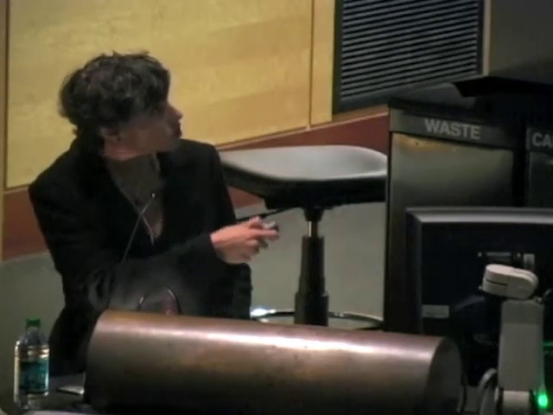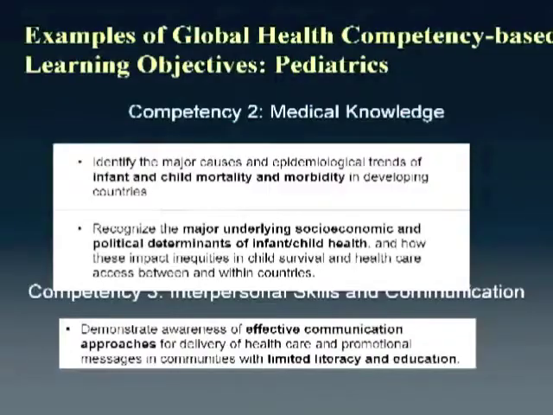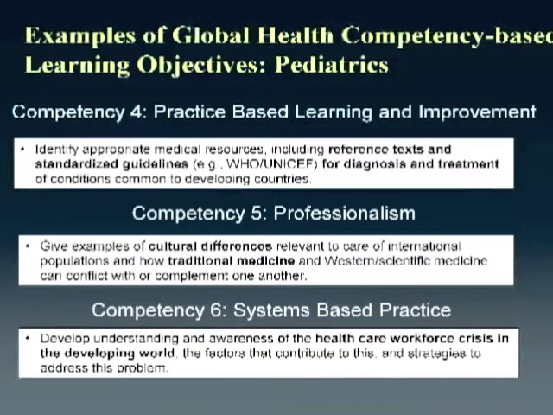So for example, under the second competency, medical knowledge, the first two objectives that are listed actually deal with epidemiology and determinants of health, and these are listed above clinical objectives that deal with specific diseases. These are just examples of objectives that are listed under the competencies 4 through 6, including, for example, an objective that deals with the health workforce crisis in resource-limited settings.